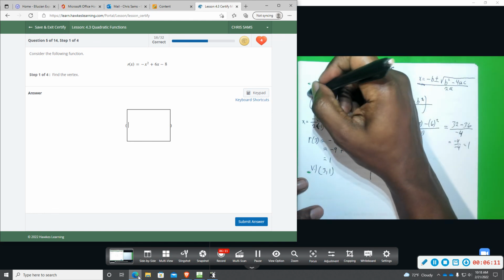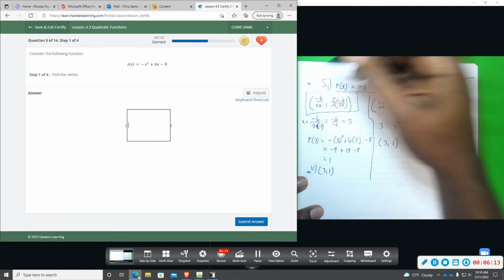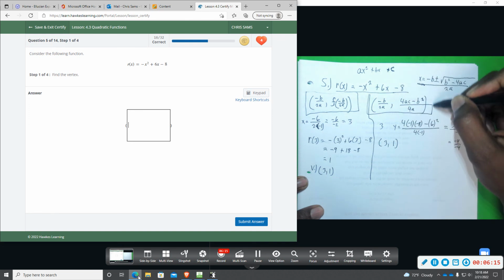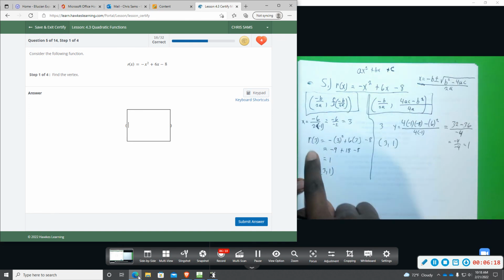Both of these formulas are in the textbook. I think we saw them in the Learn section. But there's 2 different ways you can do it. If you don't like plugging it in, you can just use 2 different formulas and you still get the same vertex. So (3, 1) is what we get.